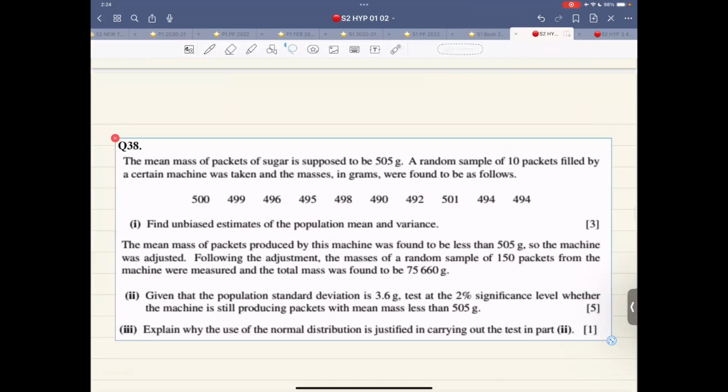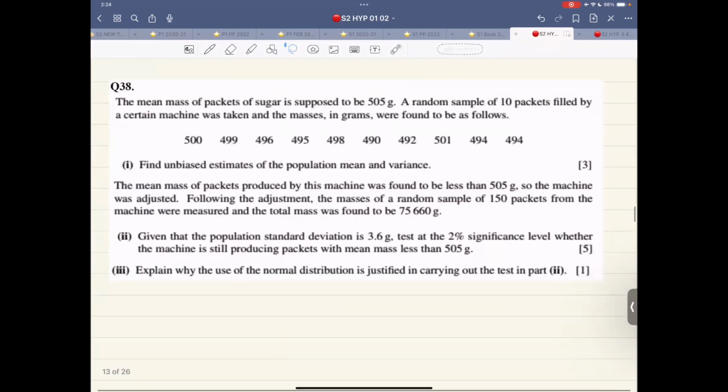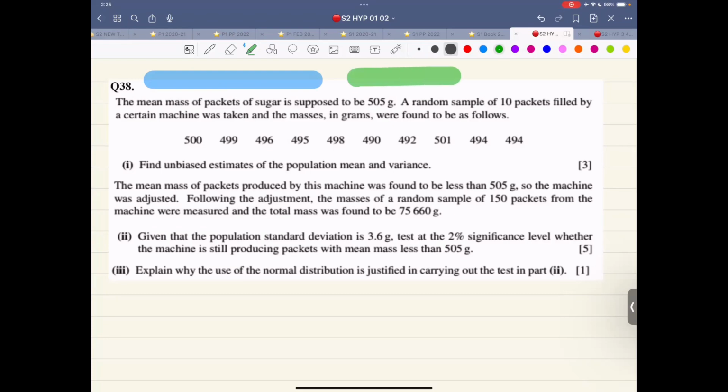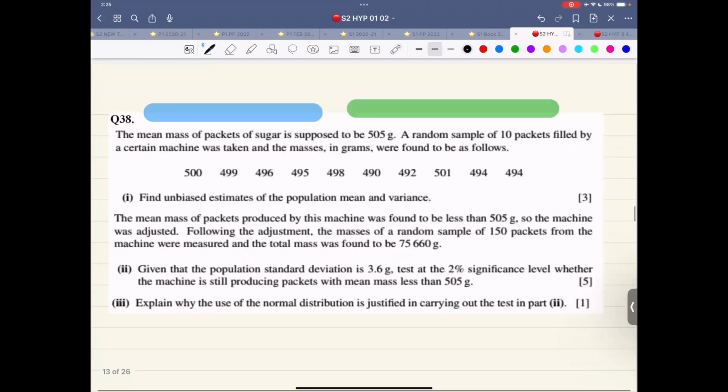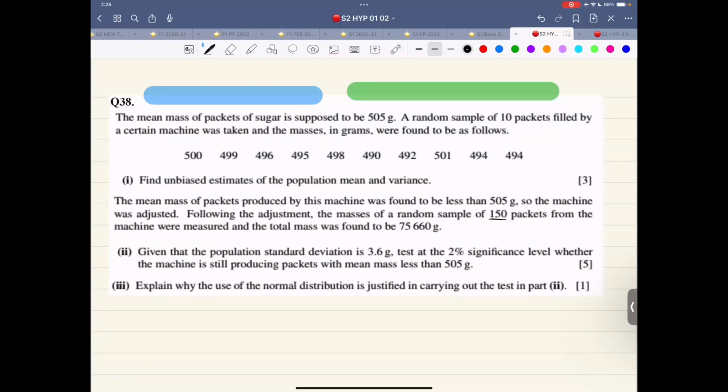Now, after this is done, one thing I would like to ask: did it state that it was following a normal distribution? I don't think so. Explain why the use of normal distribution is justified. That is justification. In the beginning, it's not stated. So first of all, let me write the first thing, and then the next thing. That is, sample size is large, about 150 packets.